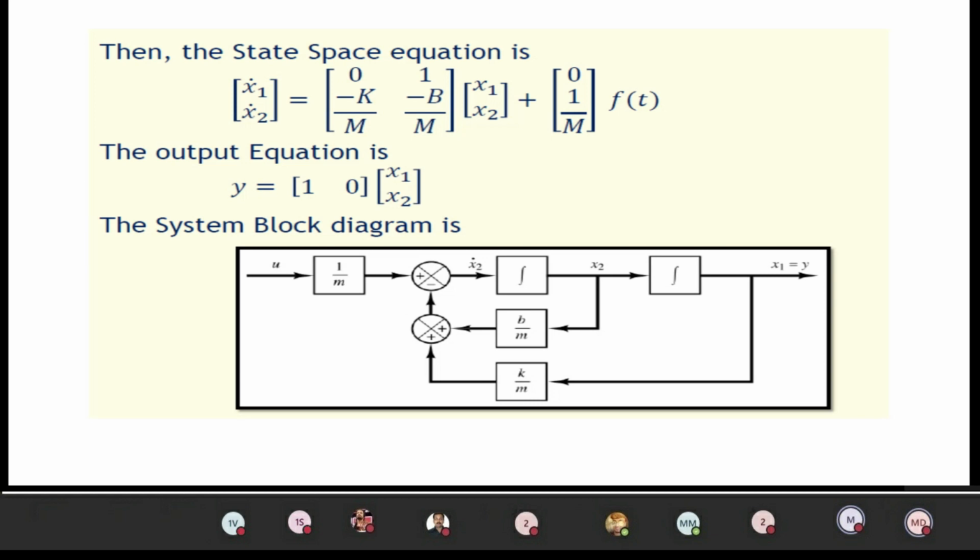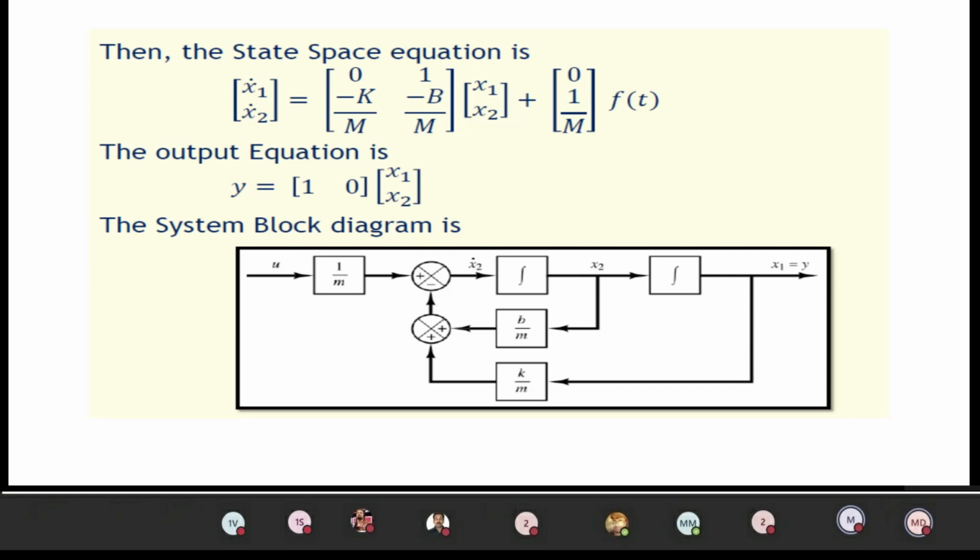Second equation, x2 dot is equal to minus k divided by m, and then minus b divided by m into x2. So these will be the values. Now you have to substitute for x1 the value minus k divided by m, and for x2 minus b divided by m. Here you have the input signal, that is 1 divided by m into f of t. Instead of f of t, you have to write u of t. That's all.